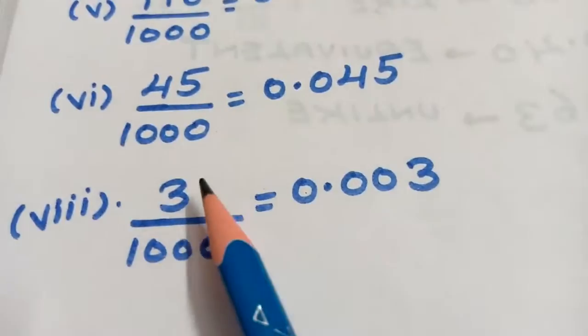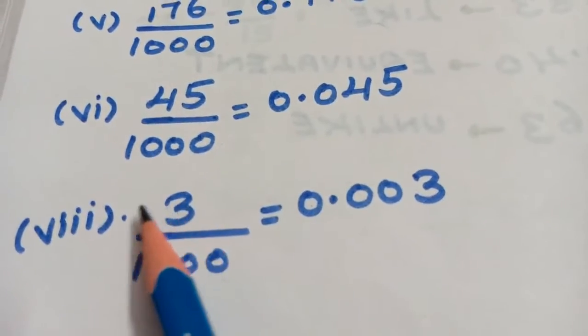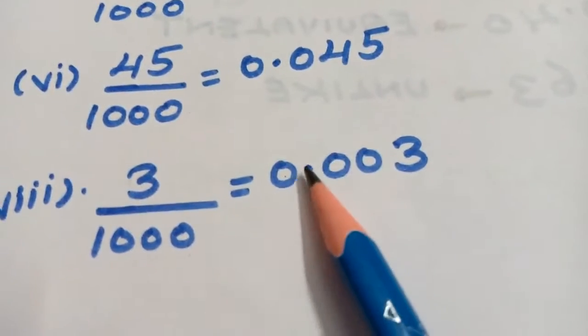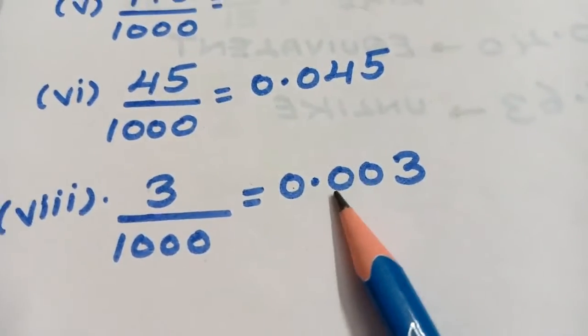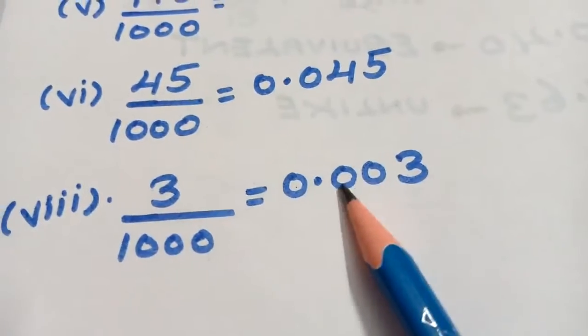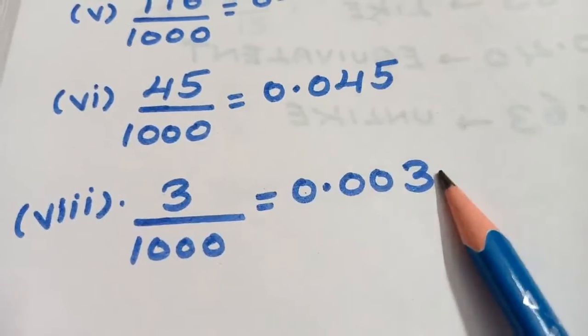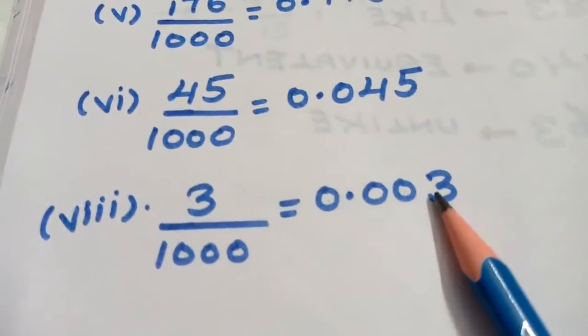Similarly, 3 divided by 1000 has only 1 digit, so you are going to put 2 zeros, that is 0 point. We are not counting this 0 before the decimal point, students. After that, if you count, you will have 3 digits. 3 zeros means 3 values, 1, 2, 3. That is the concept of converting a given fraction to a decimal.